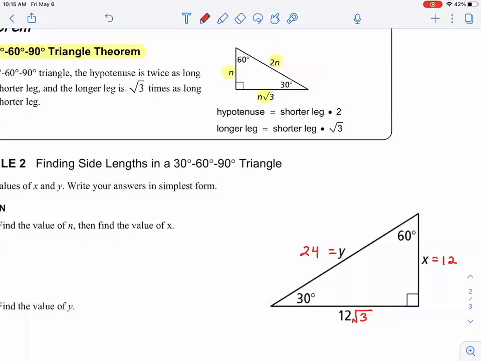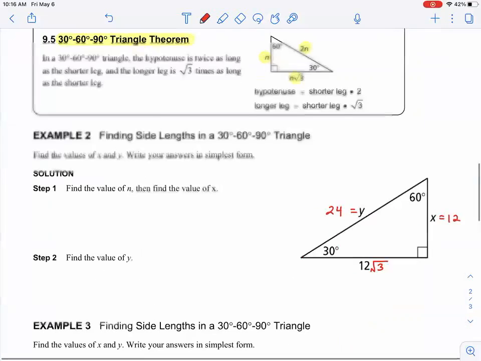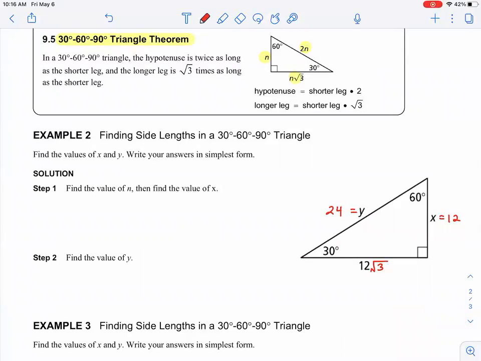Okay, so you might hear the jingle x, 2x, and x root 3, or n, 2n, n root 3. Okay, that's what that means, is that our short leg is an x, a number. The hypotenuse is twice that number, and the longer leg is that number times square root of 3. So a little bit more work with the 30, 60, 90s. But let's try another one together.